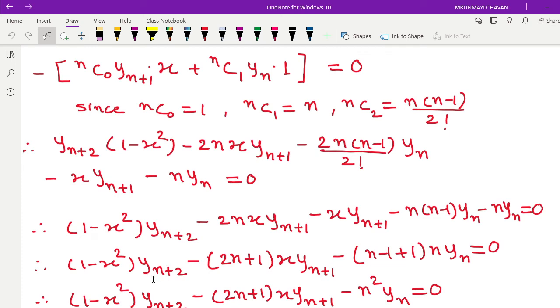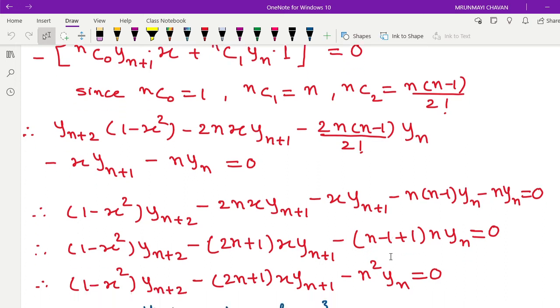So if we simplify this, then here we see 2 get cancelled here, and we write this 1 minus x square into y_(n+2) minus 2nx y_(n+1) minus the next term of y_(n+1) we have written here, this term, so that we can take y_(n+1) common, and here also the term minus n y_n is written here after this y_n term, so that we can take y_n as a common.